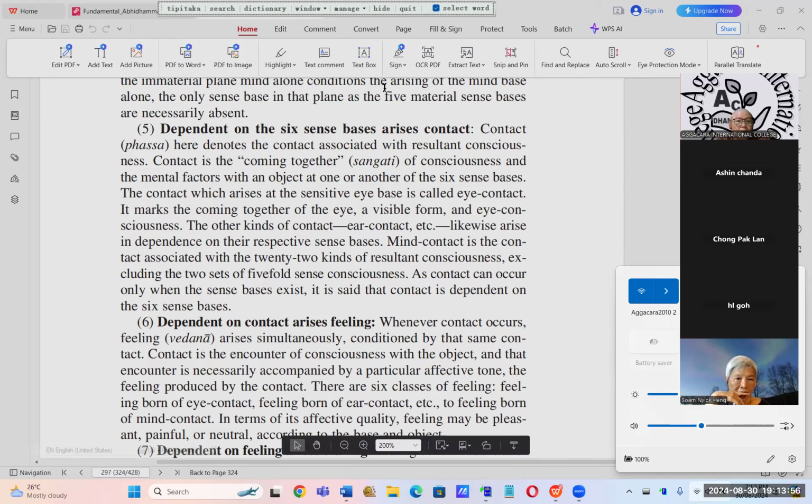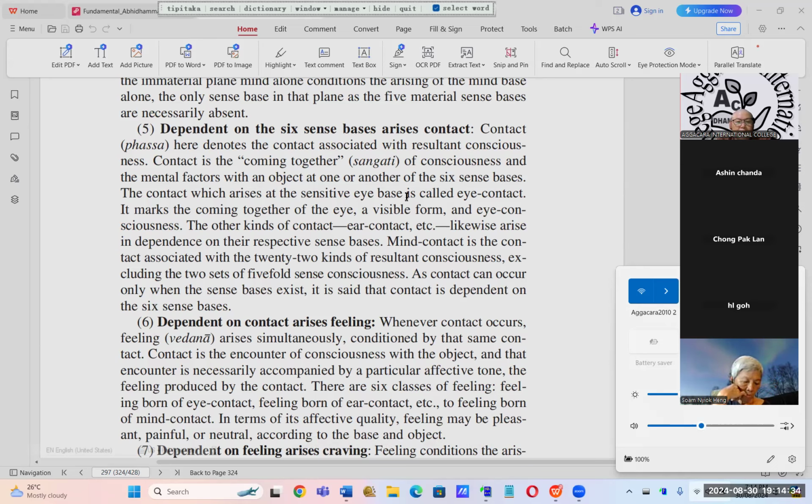Okay, all right. Now, six sense bases arise contact. Depend on six sense bases, salayatana, phasa. Phasa means contact here, to do with the resultant consciousness, right? Now, the meaning of phasa has to do with this Pali word sangati, coming together. Consciousness and mental factors come together with the object, which means the object and also another one, the sixth sense, one of the six sense bases.